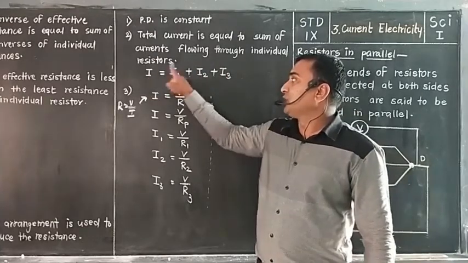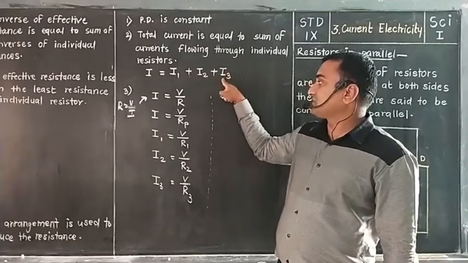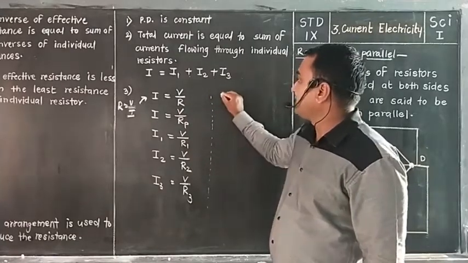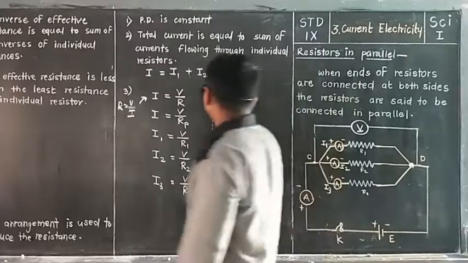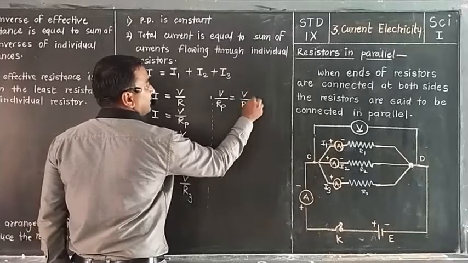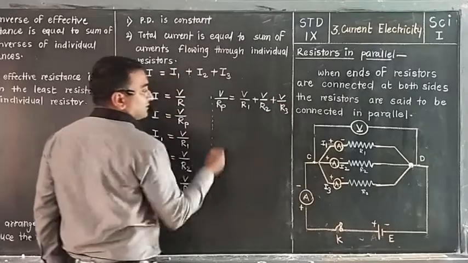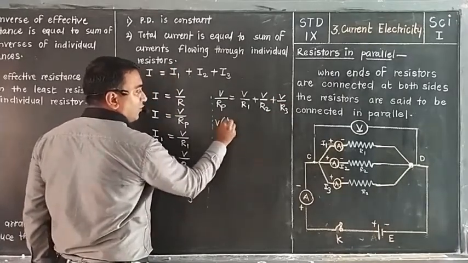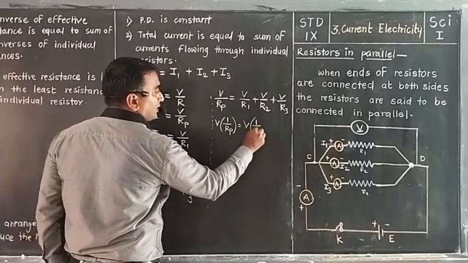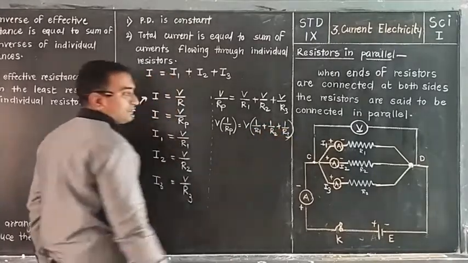Total current is equal to the current in the first resistor plus the current in the second resistor plus the current in the third resistor. So can we fill this value into these equations? We are getting V upon Rp is equal to V upon R1 plus V upon R2 plus V upon R3. As V is common, 1 upon Rp is equal to V into the bracket 1 upon R1 plus 1 upon R2 plus 1 upon R3. That is the final equation we are getting.